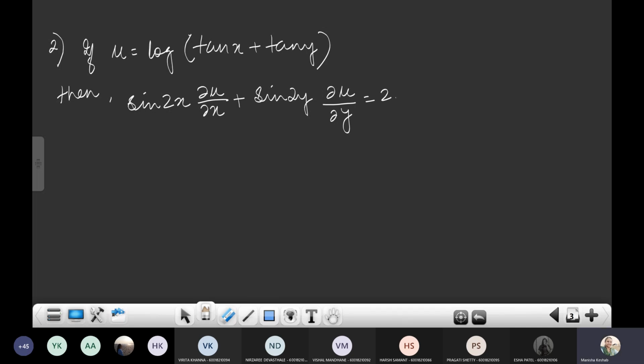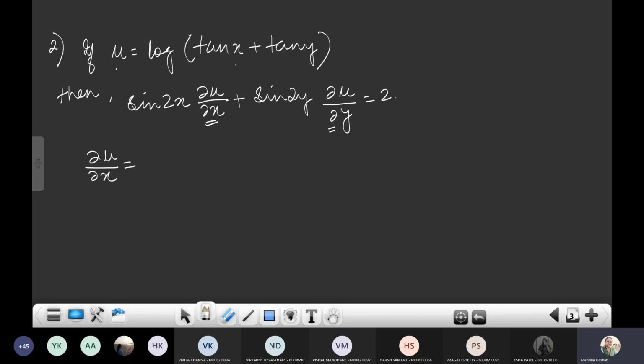From the question itself, you can see that we have the term del u del x as well as del u del y. That means here u is depending on x and y both. So u is a function of x and y both, and x and y are independent variables. So we require del u del x. Let us find first del u del x.